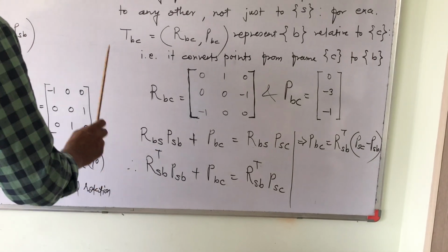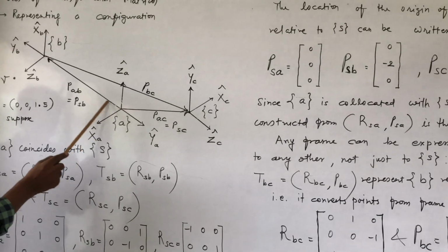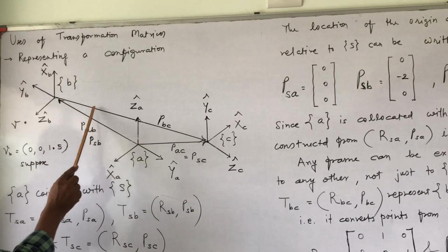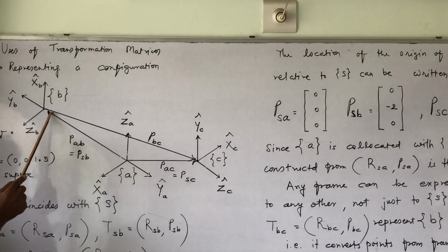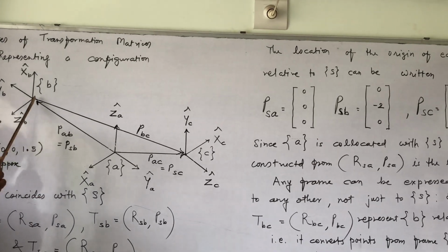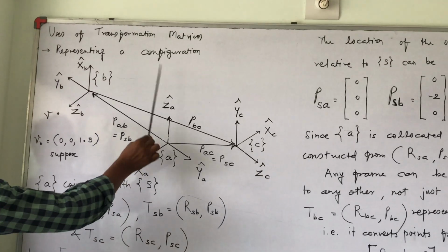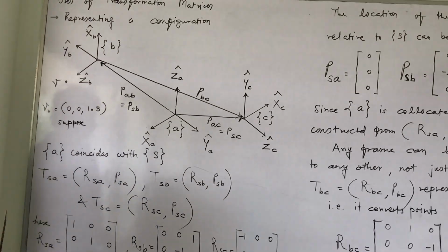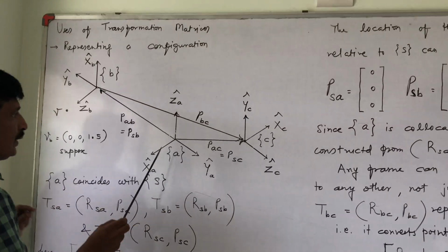Now see here, vector addition. This vector plus this vector. Observe the arrow. Triangle law for vector addition: this vector plus this vector equals this vector. But we will consider all the vectors in B frame. Again I am repeating, all the vectors in B frame, not S frame.